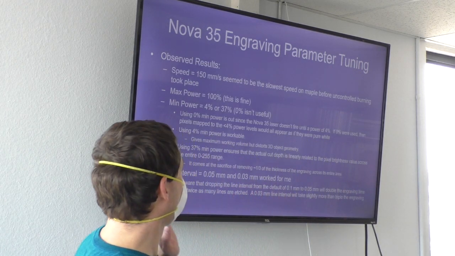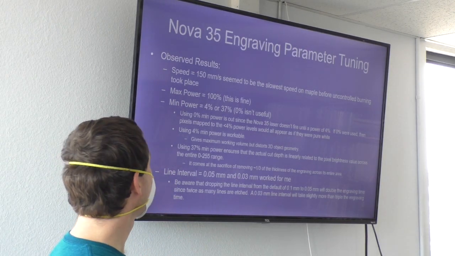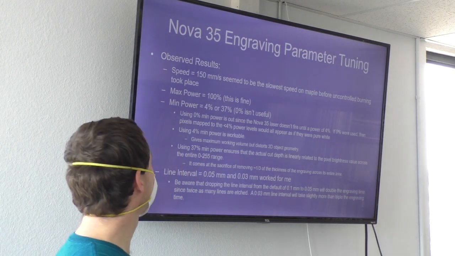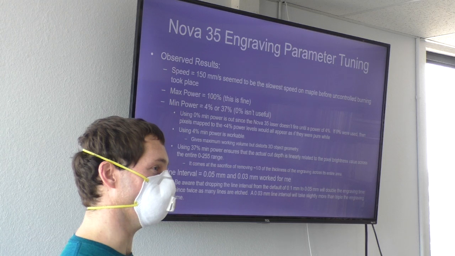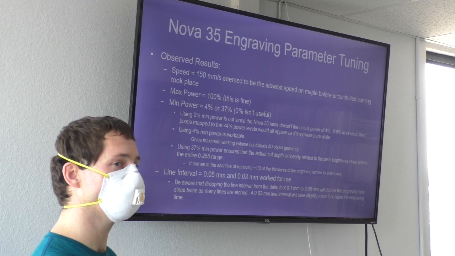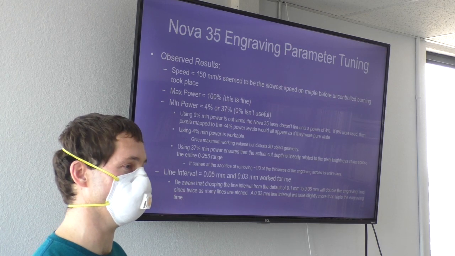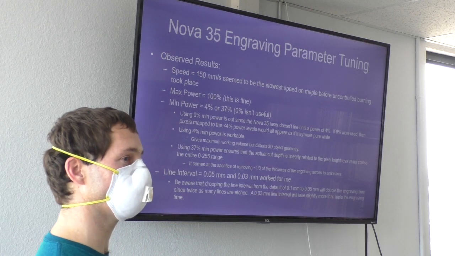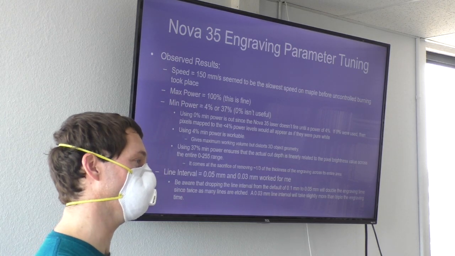So, a quick summary of some of the findings. I found a speed of 150 millimeters a second was good, and going slower than that, as we'll see, had some unnecessary burning, and 100% max is fine. 0% min doesn't work though, because the laser doesn't fire until it gets to a certain minimum level, and on the Nova 35, that's 4%. If you have anything less than 4%, the laser won't turn on, doesn't matter what the image is. So 4% is actually the minimum you could ever really use for engraving.